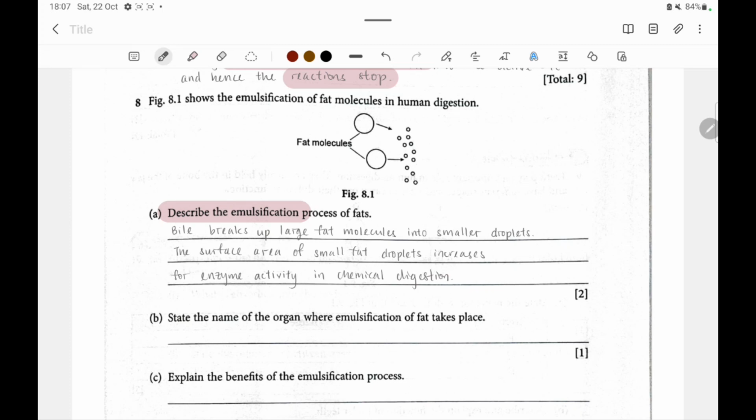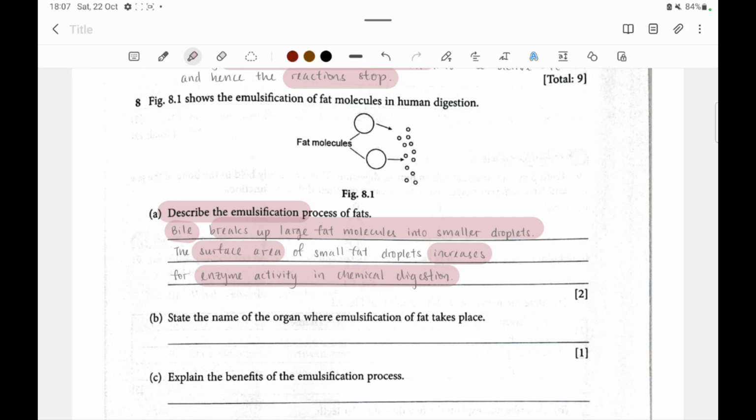Okay, let me on the lights first. Okay, so your first mark will be at bile, and then breaks up large molecules into smaller droplets. Basically your whole first line. And then after that, surface area increase, must write. And then for enzyme activity in chemical digestion, actually you can get 3 marks from here.